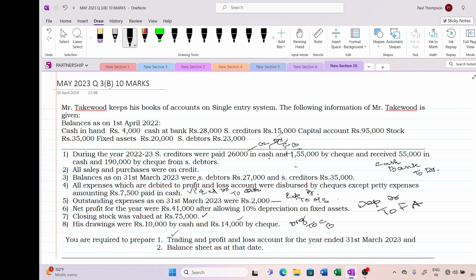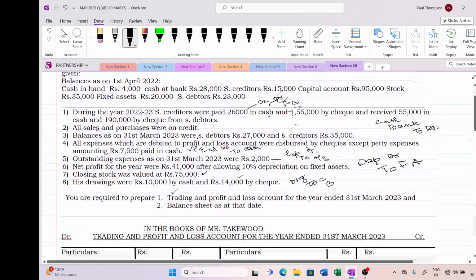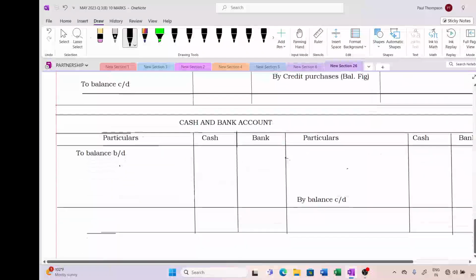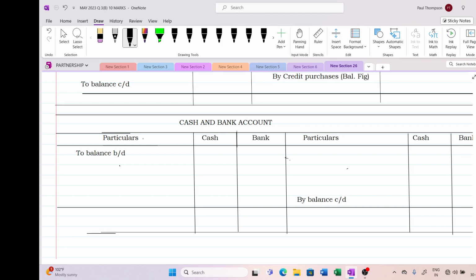Now what I am going to do, first I am going to post all the opening balances. Let me post it in the cash and bank account. I have prepared these formats to save time. Opening cash is 4,000 rupees. I have prepared the cash account as a joint account; you can prepare it separately also. So 4,000 is my cash and 28,000 is my bank. Okay, 28,000 bank.